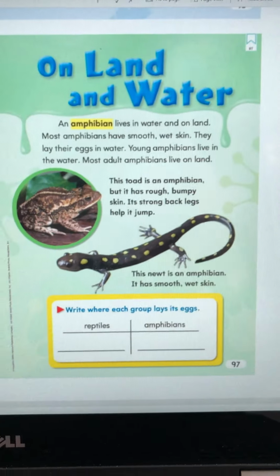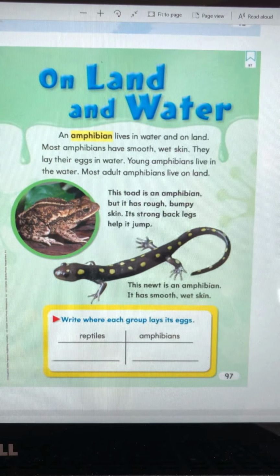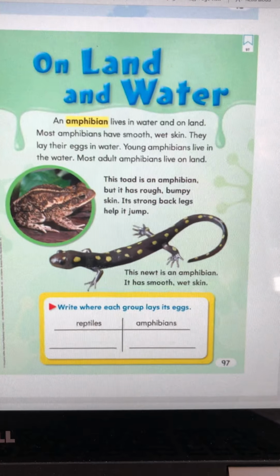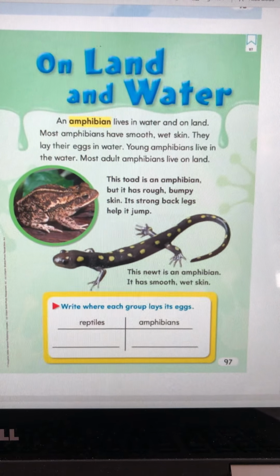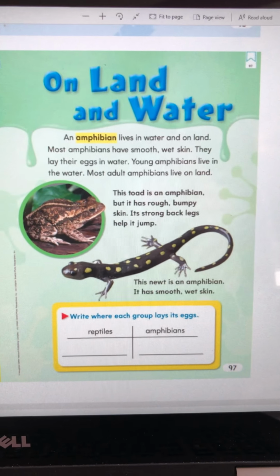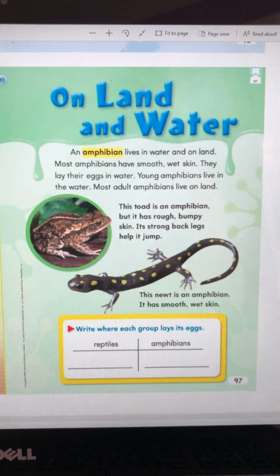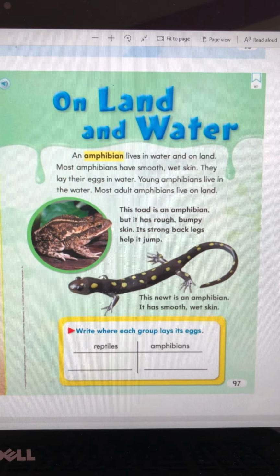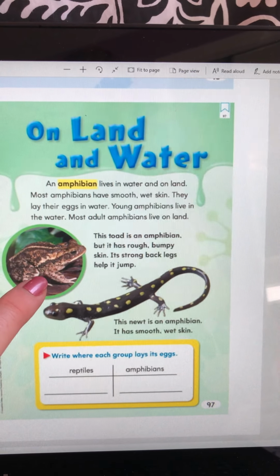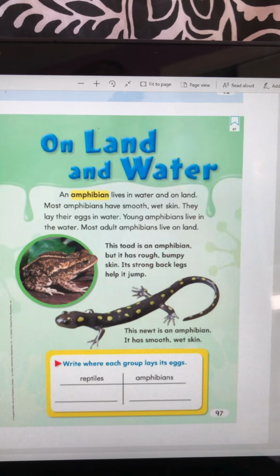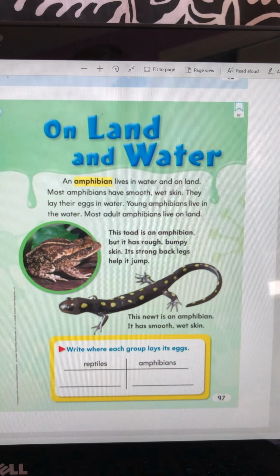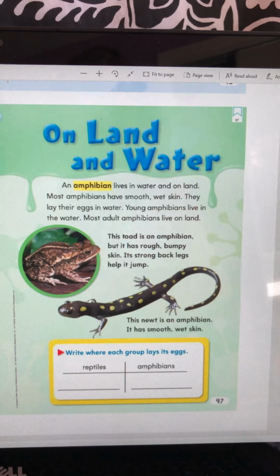And then this page says On Land and Water. An amphibian lives in water and on land. Most amphibians have smooth, wet skin. They lay their eggs in water. Young amphibians live in the water. Most adult amphibians live on land. This toad, right here we've got a caption about a toad. It says this toad is an amphibian, but it has rough, bumpy skin. Its strong back legs help it jump.